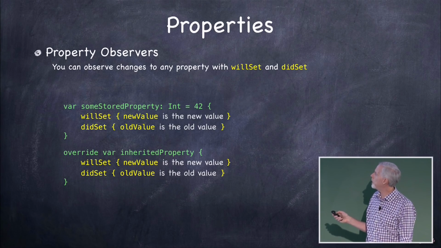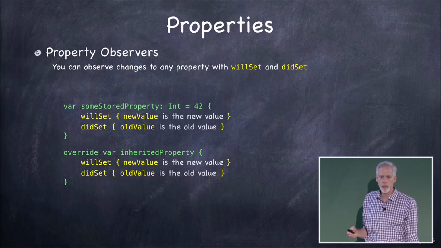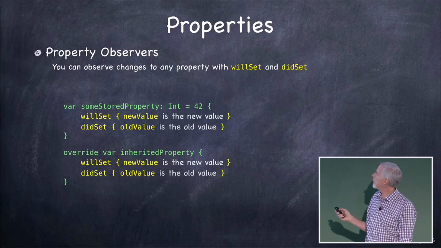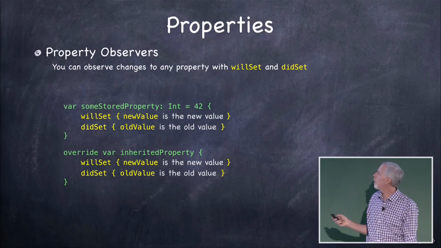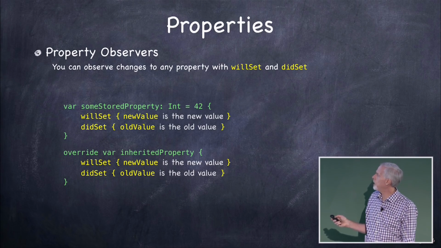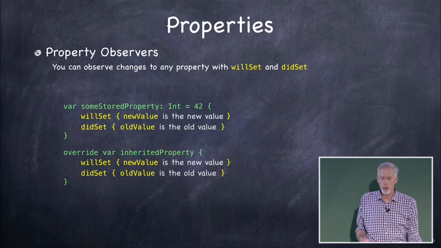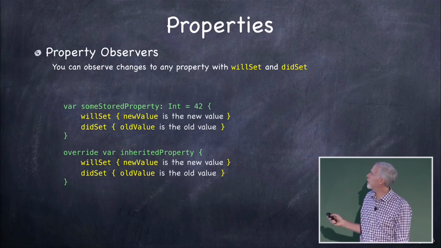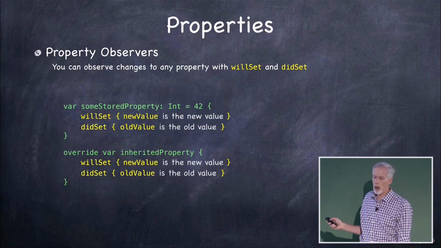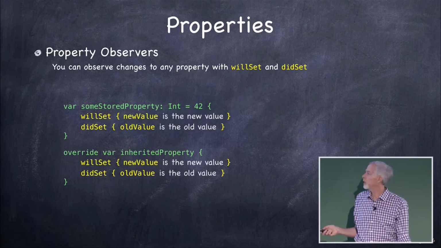But I'm going to add will set and or did set. Okay? So will set and did set, this is just code in here that's going to get called whenever this thing gets set. Okay? Before and after. Before it gets set, after it's been set. Okay? And inside there, new value is going to be the value it's going to be set to in will set. And old value is the value it used to have in did set. Okay? So it's pretty cool. And you can do that for stored properties. You can do it for inherited properties, properties you inherit even. Okay? And you can do it for computed properties as well.